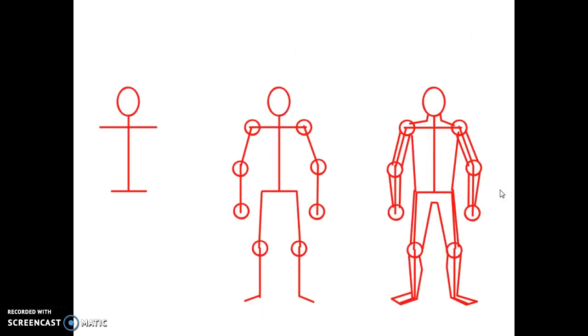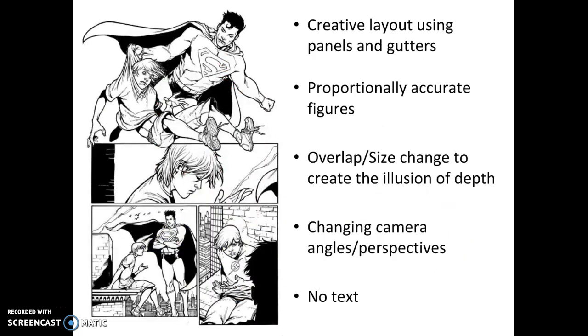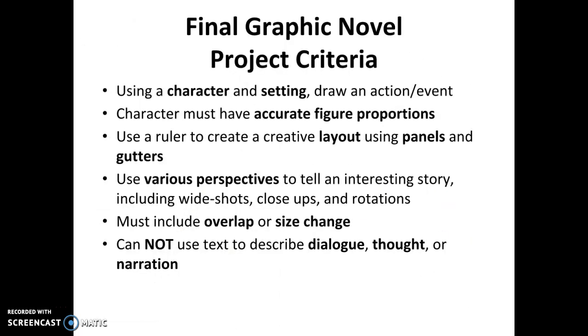Once you have completed all of the different activities, which include first the creative layout panel activity, second the mundane action assignment, and third the perspective, you're going to then create a sketch of your final graphic novel using all the things that you've learned so far. So using a character and a setting, draw an action or event. Your character must have accurate figure proportions. So in other words, when you're drawing your figure, they should be as realistic as possible.